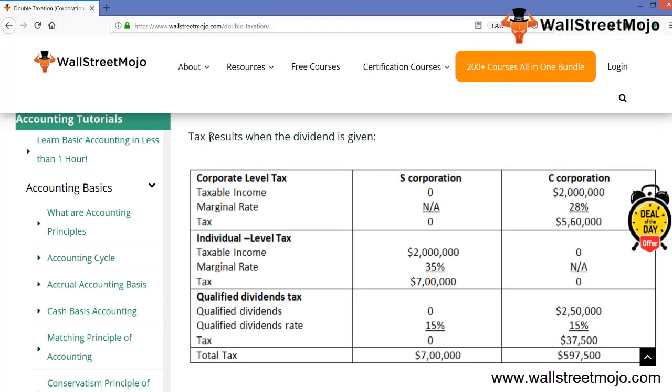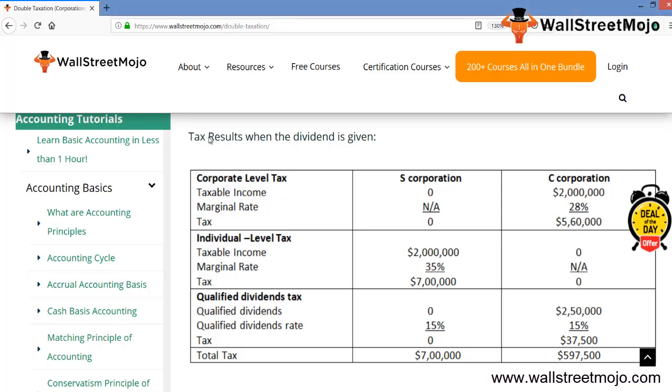Now, let's see how the tax results are affected when the dividend is given. See, at the corporate level, the taxable income for the S Corp is zero, but for the C Corp it's 2 million. The maximum marginal tax rate is going to be 28%. Since it is zero, there will be no tax charged for the S Corp. But over here, on 2 million, 28% is going to be 560,000.